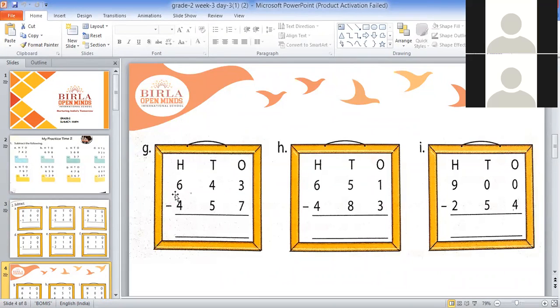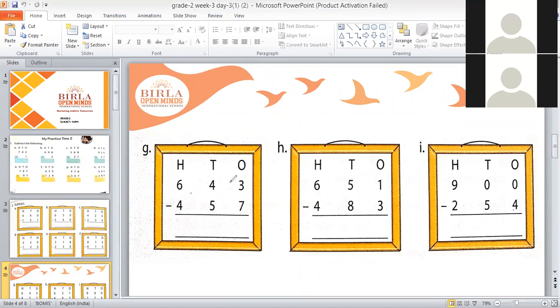643. How you will pronounce it? 643. Then which symbol? Minus symbol. After minus, what is this number? 457. Okay, fine. So now, Lohit, tell me, is it possible to take away 7 from this 3?